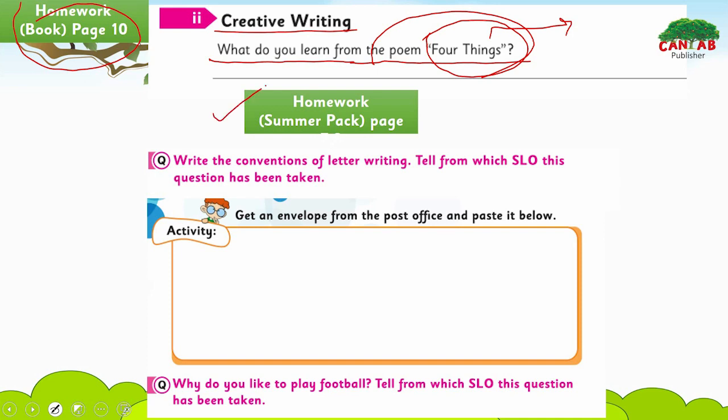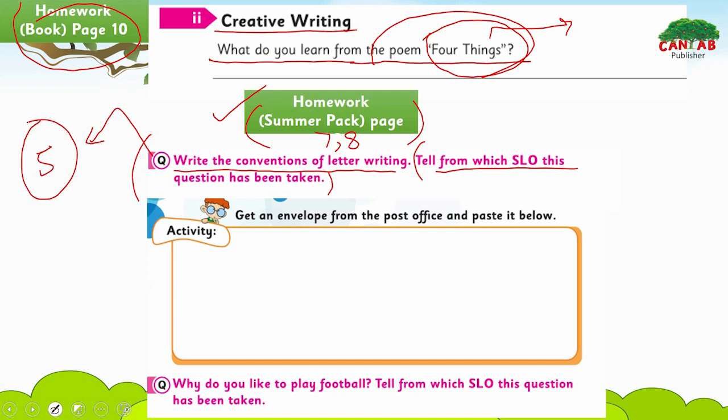Here is the second homework for you on summer pack page number 7 and 8. The first question is to write the conventions of letter writing and tell us from which SLO this question has been taken. So you have to write down the conventions. There are 5 conventions of letter writing. You have to explain each one here, and you have to tell also the SLO from which it has been taken.